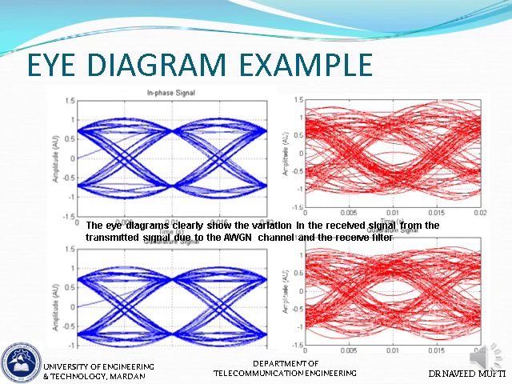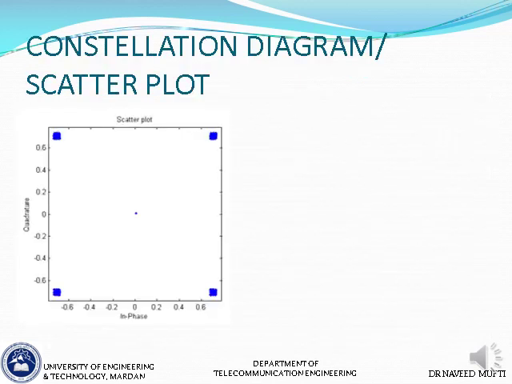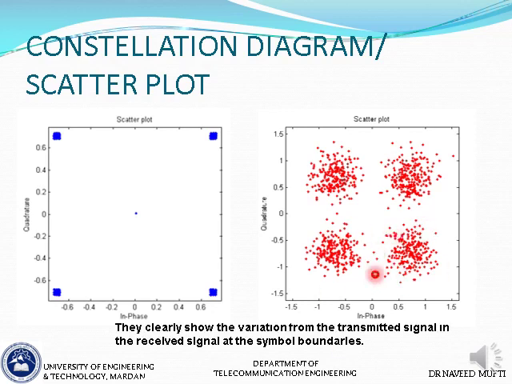And now for the same signals, when you look at their scatter plots or constellation diagrams, here we have the scatter plot of the noiseless signal, and here we have the scatter plot of the noisy signal. Once again you can see it scattered away from its mean positions, whereas the other is nicely spaced with sufficient spacing between the symbols. They clearly show the variation from the transmitted signal in the received signal at the symbol boundaries. So together, as I said, they are used to analyze communication systems.